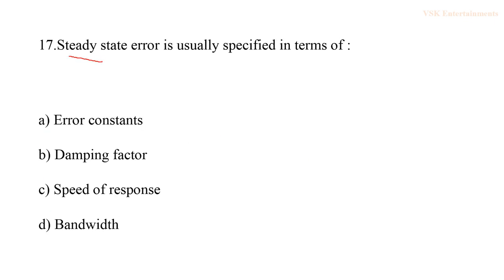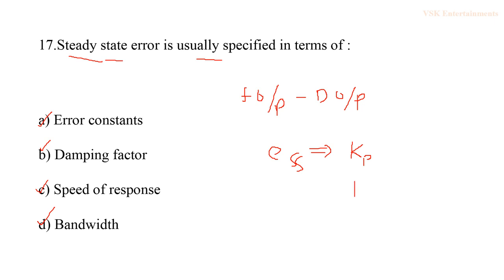Coming to next bit, steady state error is usually specified in terms of, options are error constants, damping factor, speed of response and bandwidth. Here steady state error is defined as the difference between final output and desired output. Generally this steady state error is defined in terms of error constants. We are having three types of error constants. First one is the position error constant, which is represented as KP. Second one is the velocity error constant and third one is the acceleration error constant. In these terms we are going to express the steady state error, ESS. So here steady state error is specified in terms of error constants. So option A is the right answer.